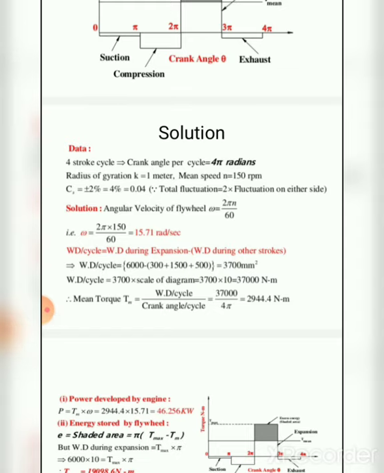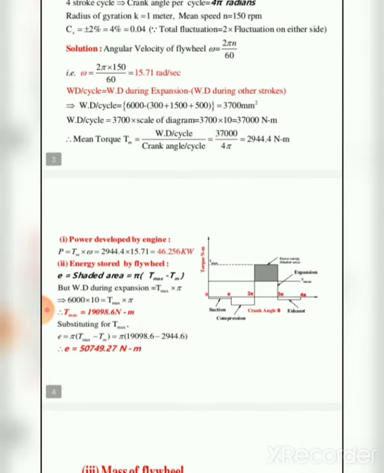Total fluctuation is equal to 2 into the fluctuation on either side, plus or minus 2%. So it can be 2% on both sides, so the maximum is 4%, so it is 0.04. Now speed n is given to you as 150 rpm, but we need omega here, the angular velocity. So omega is equal to 2 pi n divided by 60.